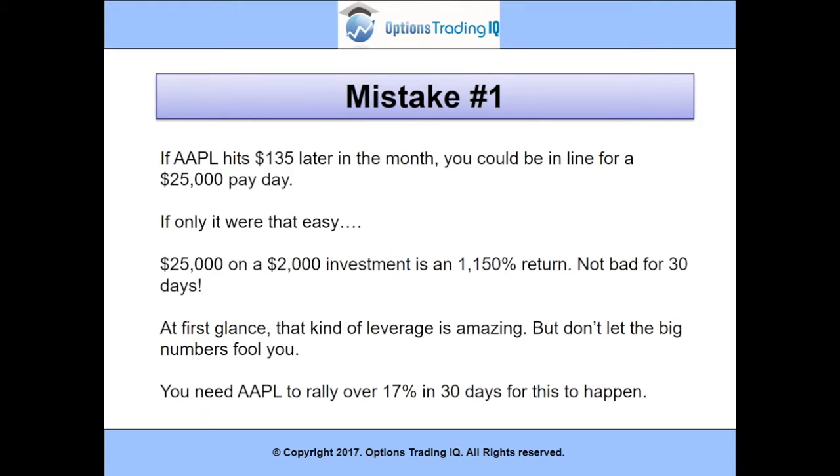It's absolutely true. If only it were that easy, okay? $25,000 profit on a $2,000 investment is a 1,150% return. So not bad for 30 days, I think you'll agree, right? Now, at first glance, that kind of leverage is amazing, but don't let the big numbers fool you. You need Apple to rally over 17% within 30 days for this to happen, okay? 17% within 30 days.